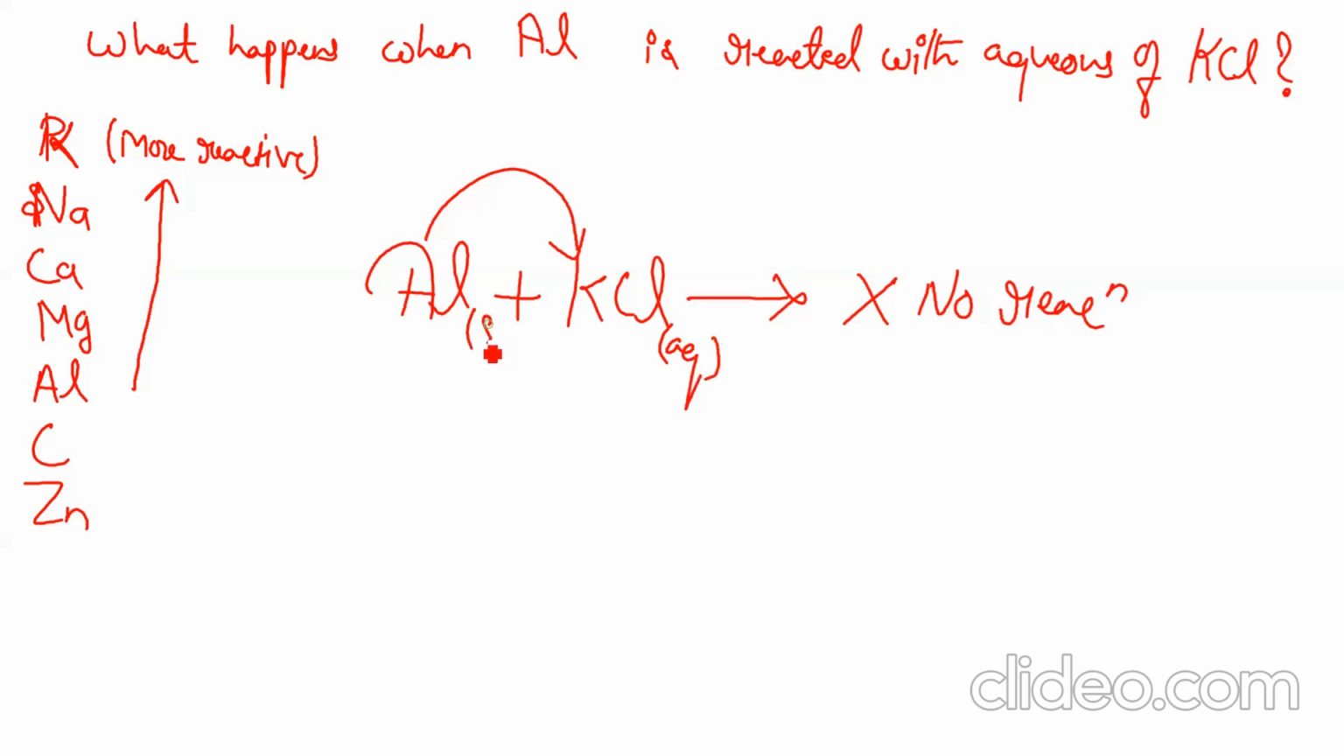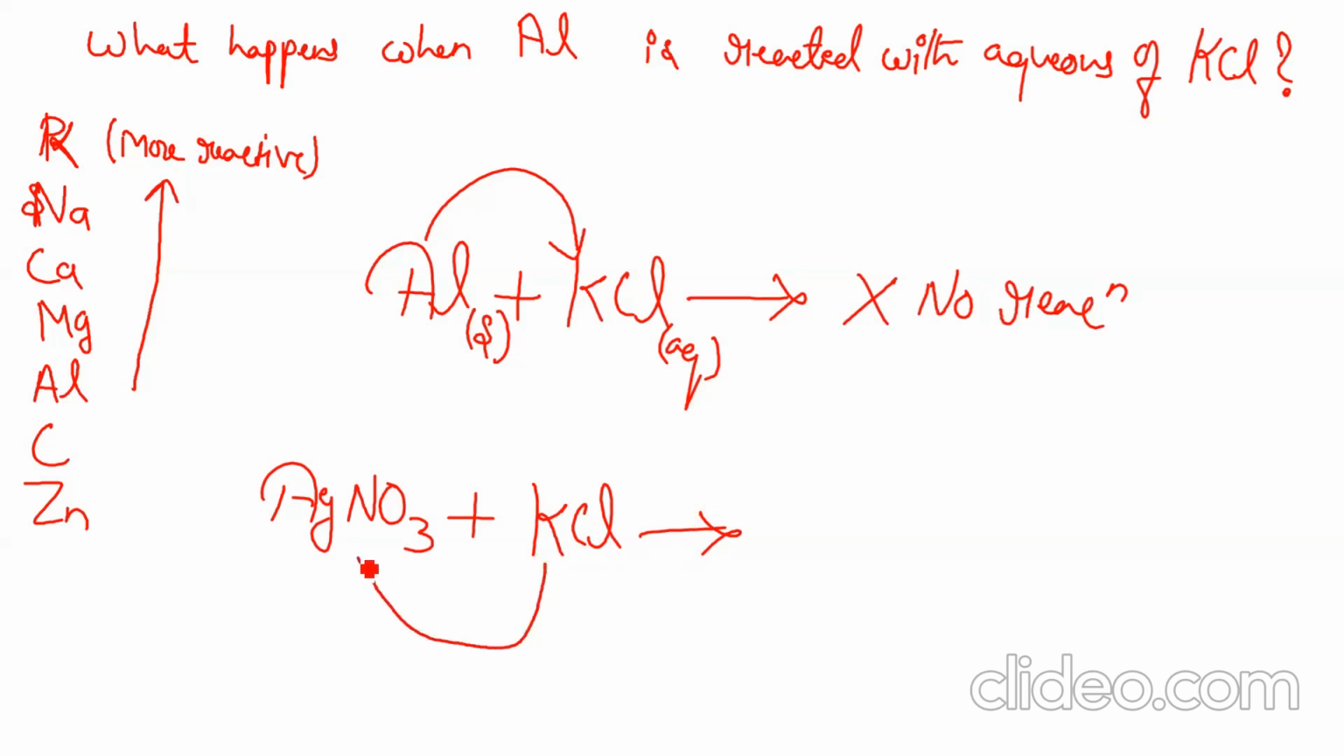What is the reason behind this? The reason is that aluminium is less reactive than potassium. So this type of question is asked from displacement reactions. Also, some AgNO3 plus KCl is there. Here the things will change, because here K will displace AgNO3 from its aqueous solution.